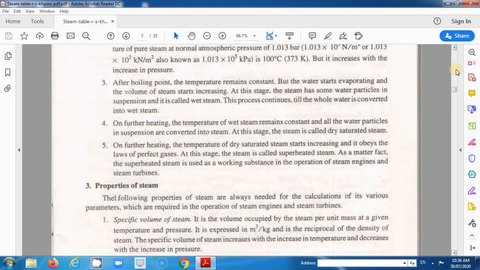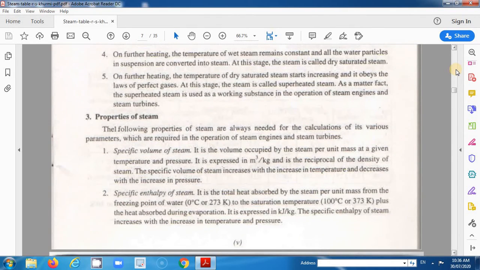Now next is properties of steam. Already we have seen these properties also. The following properties of steam are always needed for the calculation of its various parameters which are required in the operation of steam engines and steam turbines. Some important properties which are required, once again we can repeat here. First, specific volume of steam.